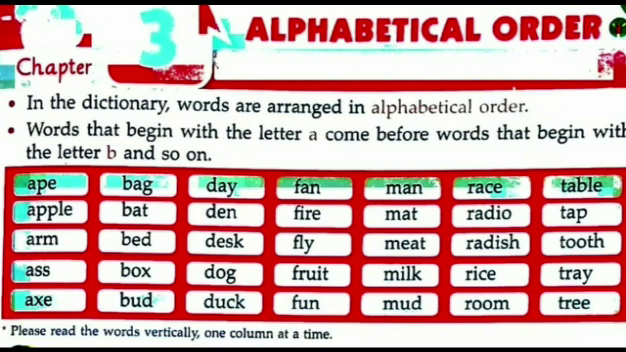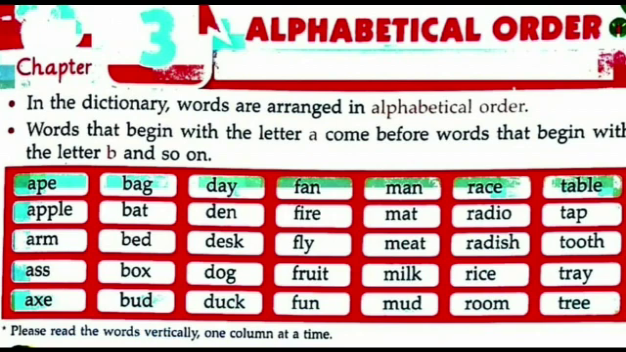We'll read the columns vertically. See the first column. In the first column, all the words start with the letter A. And whenever the first letter is the same, we go to the second letter, isn't it? We have discussed this in the exercise. So they have arranged AP. The first word is ape, and the second word is apple. The third word is arm. The fourth is ass, and the fifth word is axe. The same way they have arranged the other words also.